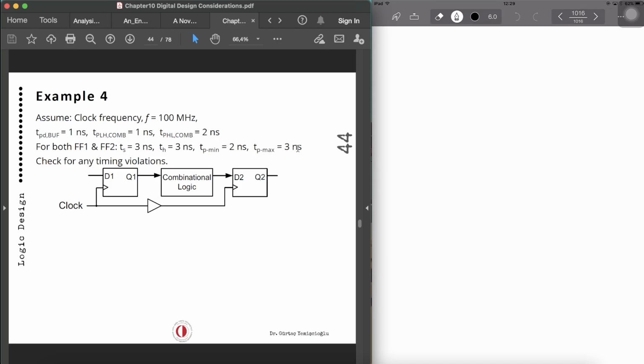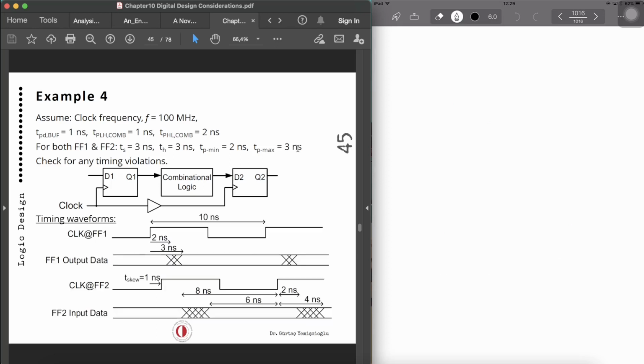Okay, so let's put those down onto a timing waveform, and you can see flip-flop 1. So 2 nanosecond is the t_p min, meaning you can start to observe the output, the minimum propagation, and 3 nanosecond is the maximum. And we have a skew because of the buffer. As you can see, for flip-flop 2 the clock is arriving 1 nanosecond late compared to clock 1. Okay, there's a skew over there.